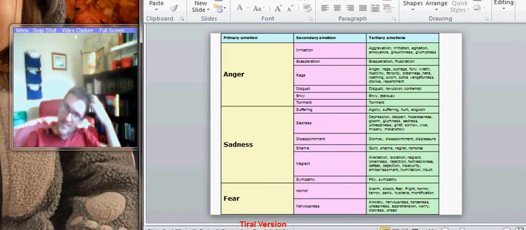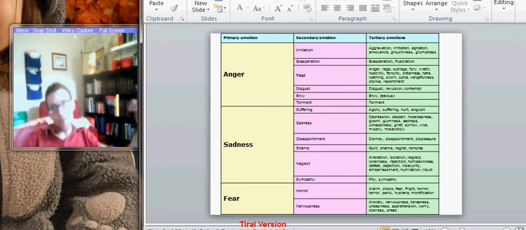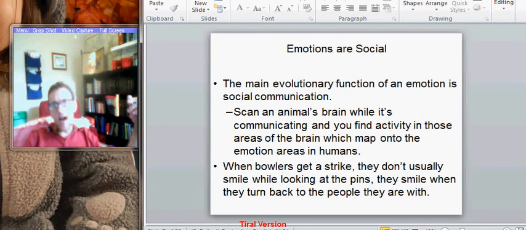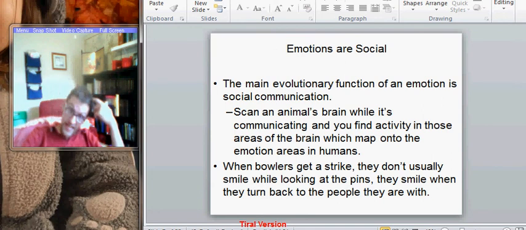Or anger. Obviously, anger has to have an object, a social object. Sadness, though, I mean, you could be sad because you lost your Pokemon card. So much of sadness, or true sadness, comes from loss of social relationships. The main evolutionary function of emotion is social communication.